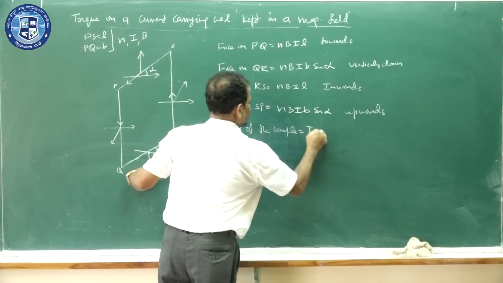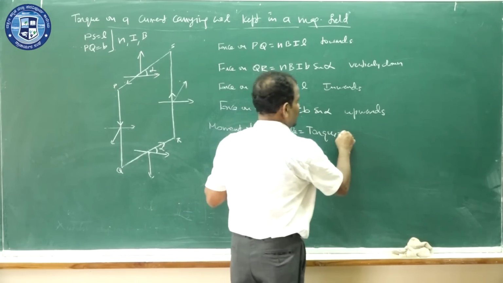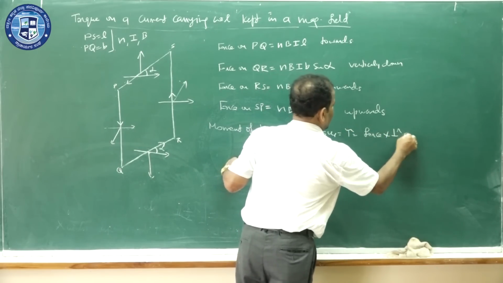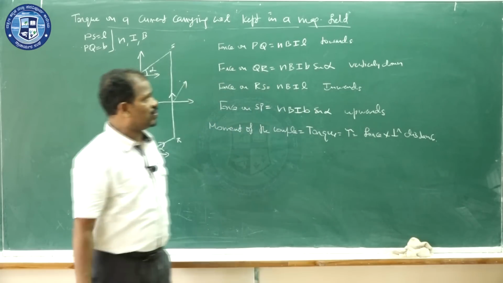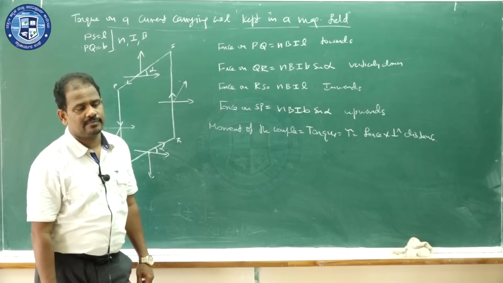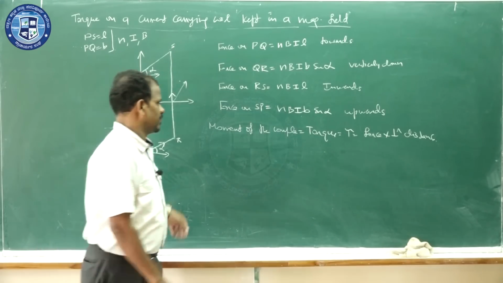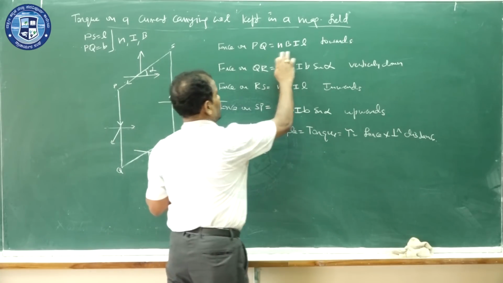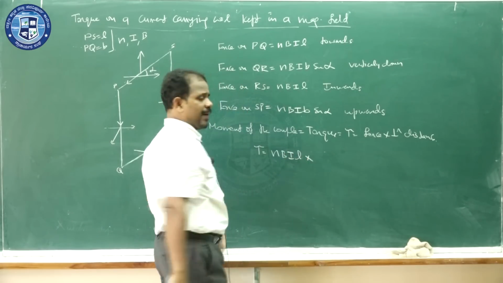It is called torque. It is given by the formula tau is equal to force into perpendicular distance. How do we find the perpendicular distance? Tau is equal to, what is the force here? Force is NBIL, into perpendicular distance.